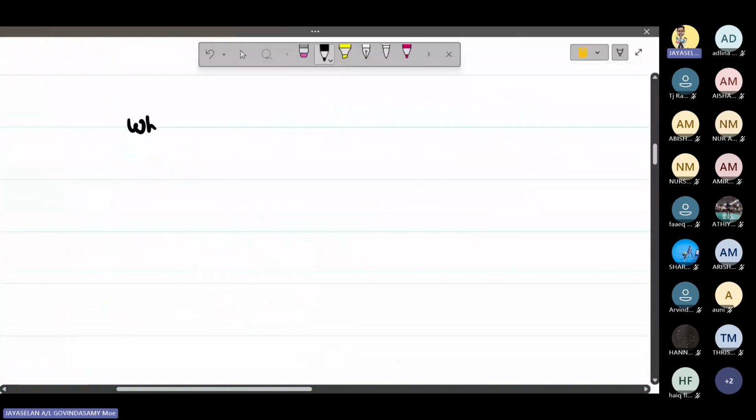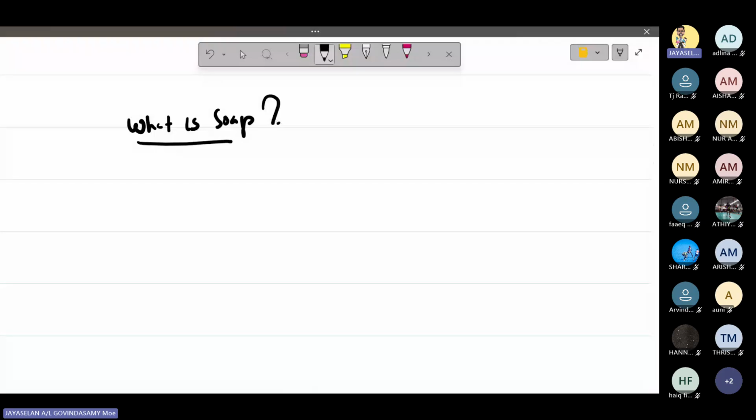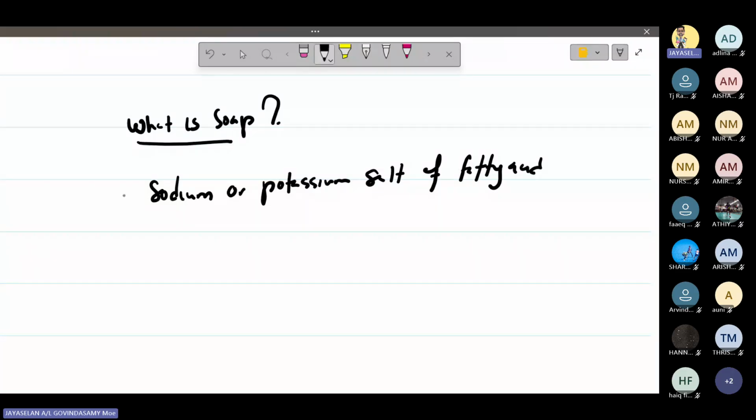Okay, what is soap? The definition is very important. What is soap? So please remember soap is the sodium or potassium salt of fatty acid. You guys write this, you already score 1 mark. If the question asks the definition of soap, soap is the sodium or potassium salt of fatty acid. Okay, this is the definition. Copy down this.